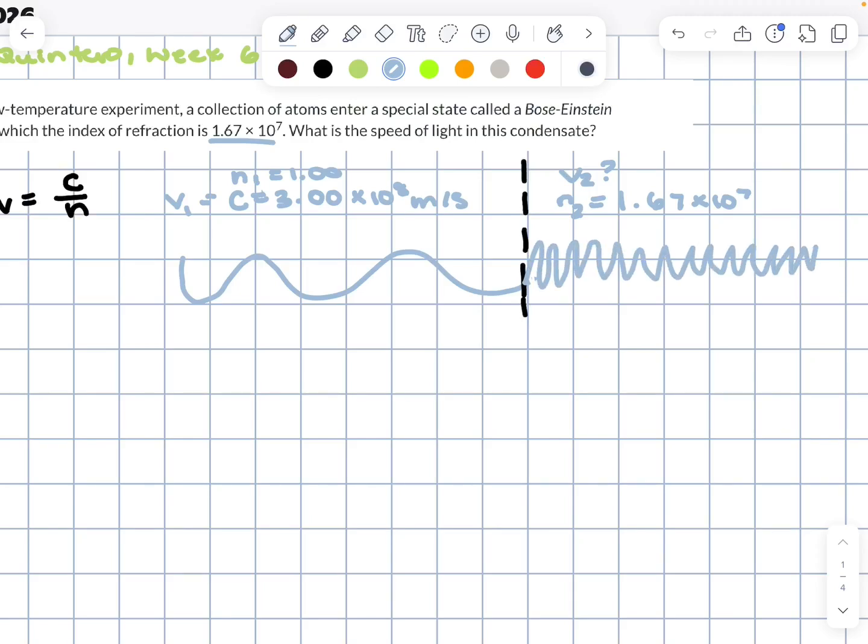Please excuse my wavelength drawings. They kind of look like spikes instead of wavelengths. But that's kind of an image of what's going on in the background, like what's happening to the length and the speed of the wavelengths.